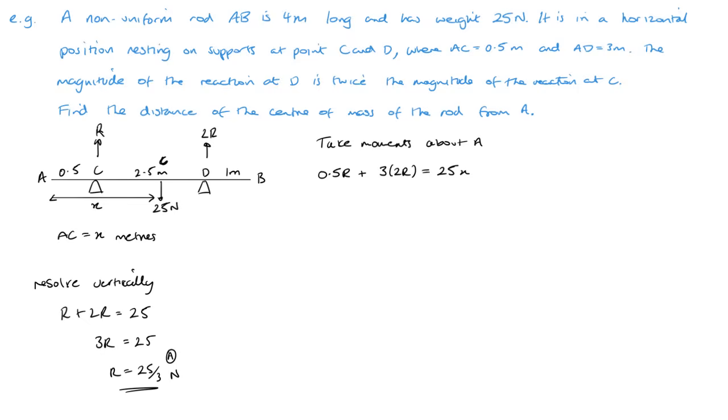So that is 6.5R equals 25X. So 25 over 3, which is R, times 6.5, gives me 325 over 6. Divide by 25 gives me that X is 13 over 6, or 2.17 meters to 3 significant figures.